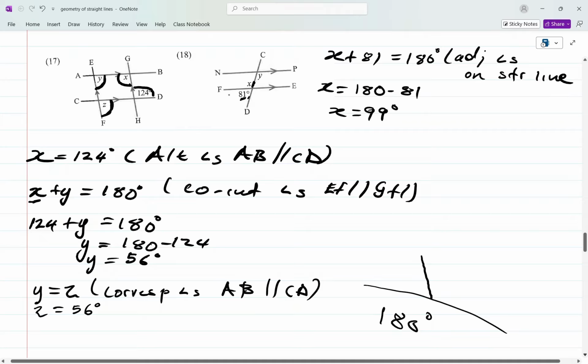However, I can see that X here is going to form an alternating shape with Y. Therefore, Y will be 99 degrees also. And then we move on to the next one.